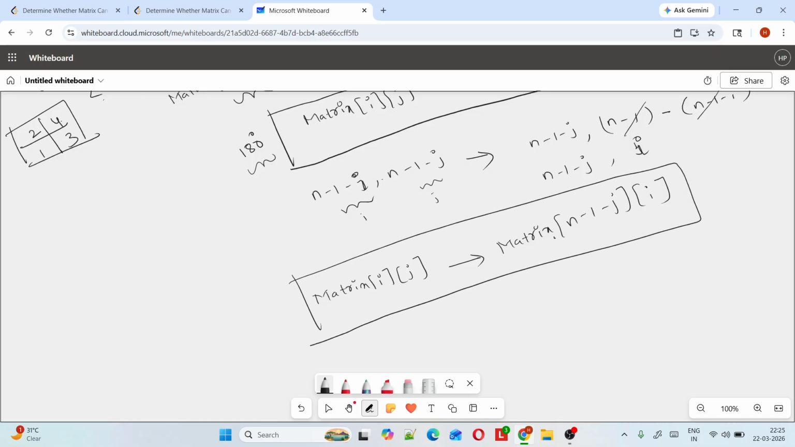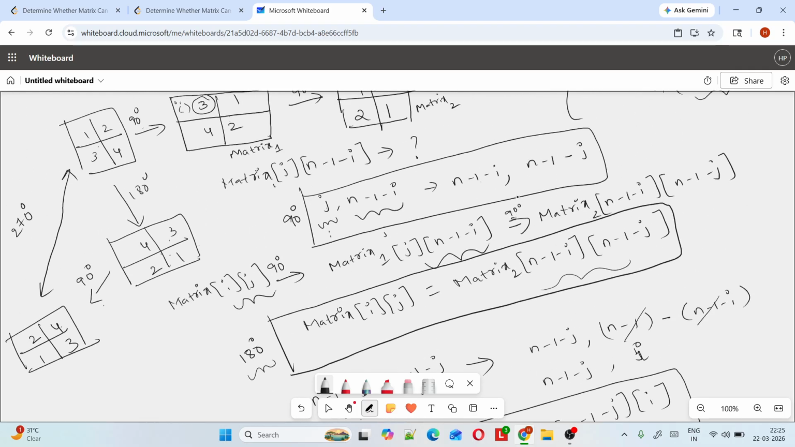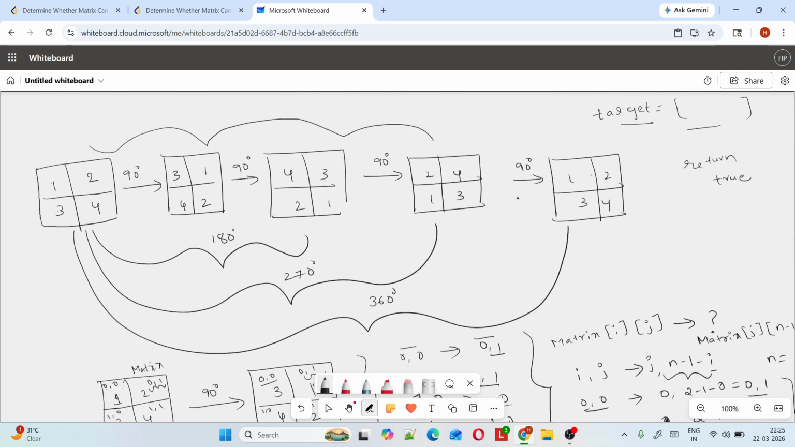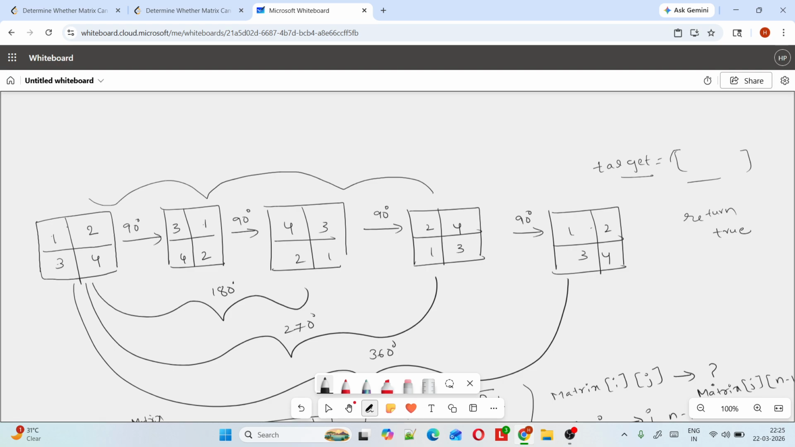This will be some matrix 3 you can take. Okay, this is for 270. Now you have to see here, as I mentioned, we have one target. We don't know whether the target can be this or this or this or this, or it might not be. Now you have to check if it is equal with any of these, then you have to return true. Okay, now let's code that.